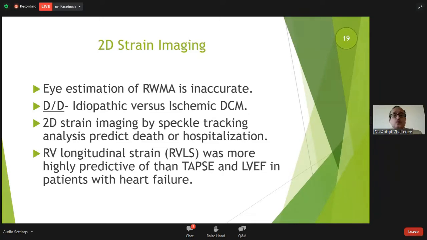So if you want to distinguish between ischemic and idiopathic dilated cardiomyopathy, you take the help of this 2D strain imaging. 2D strain imaging by speckle tracking analysis predicts death or hospitalization. And what is this technology?